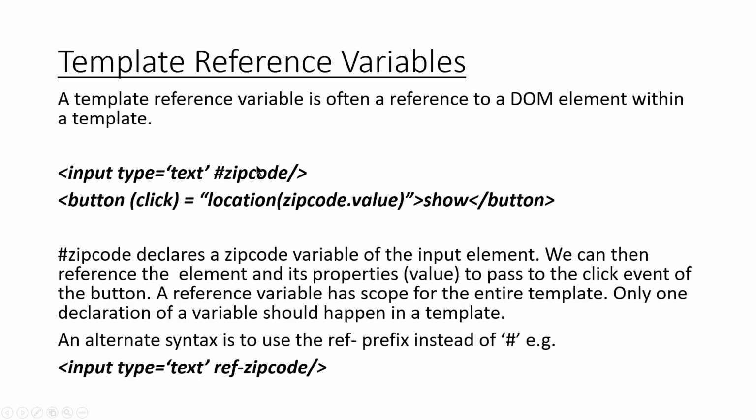The reference variable has scope across the entire template that we're currently in, so we are able to reference it from any other item or DOM object within that template. We have an alternate syntax available to us: instead of putting the hash zipcode, we can also use ref-zipcode, which would do exactly the same thing.